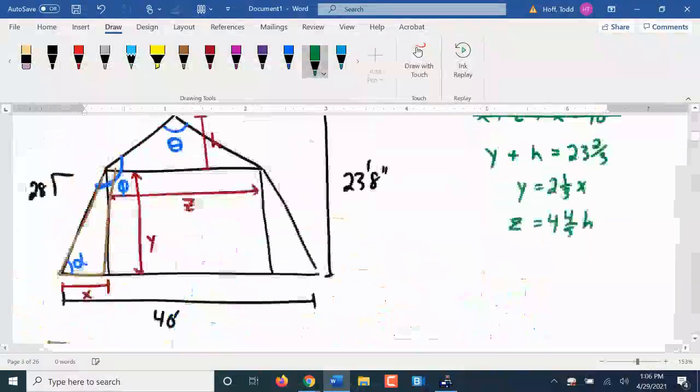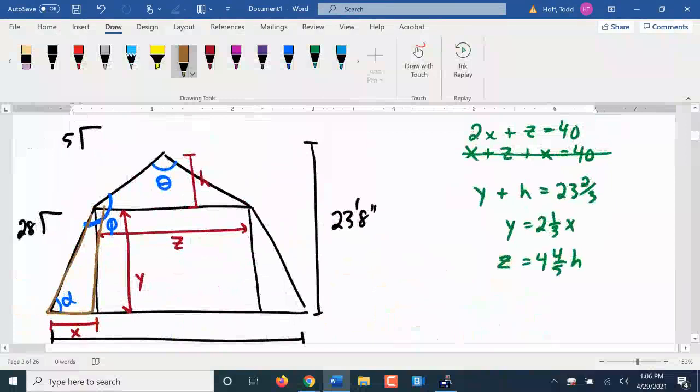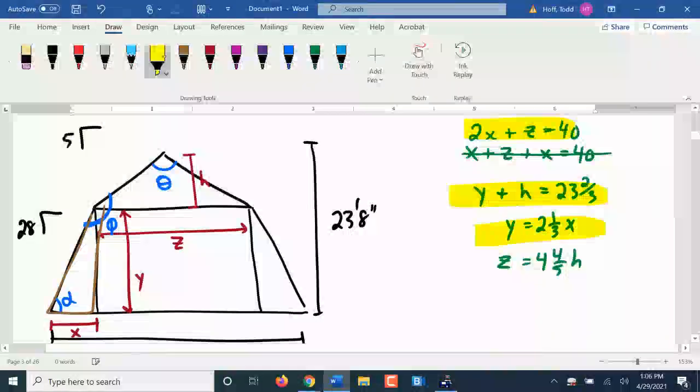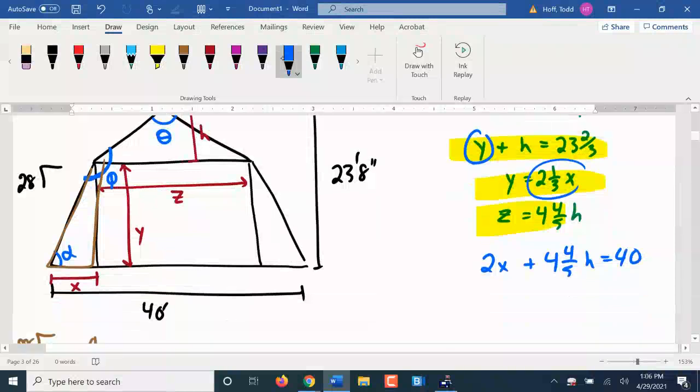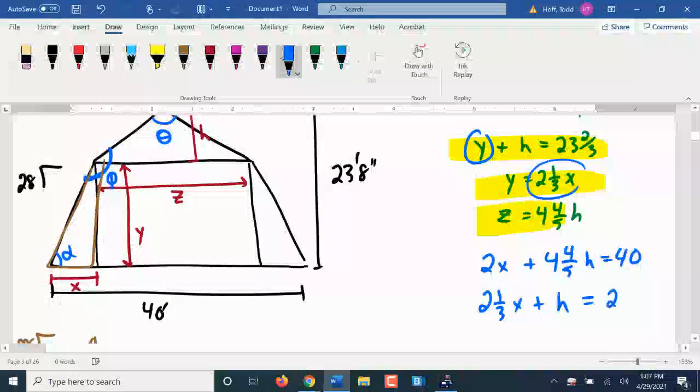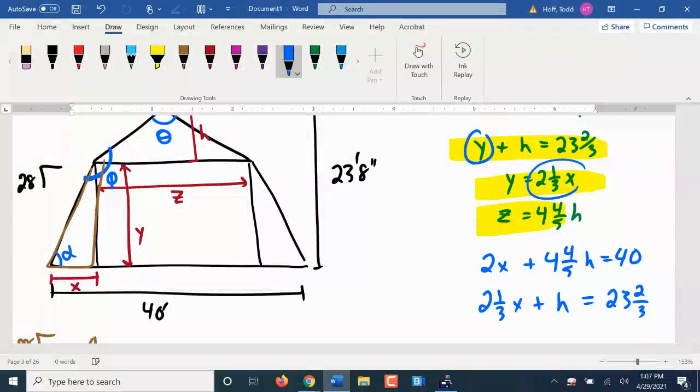Now that we have those 4 equations, we can do some substituting. First thing I'm going to do here is replace z with 4 4/5 h. So I have 2x plus 4 4/5 h equals 40. In this equation, I'm going to replace the y with 2 1/3 x. That becomes 2 1/3 x plus h equals 23 2/3.